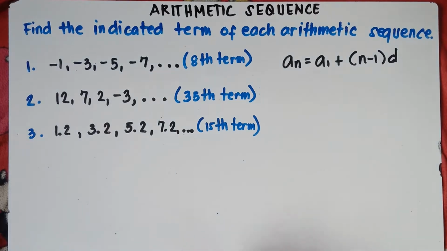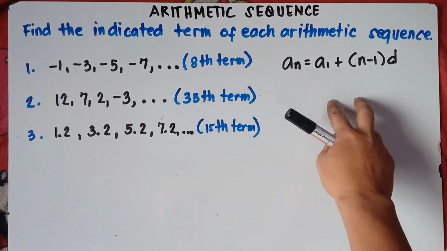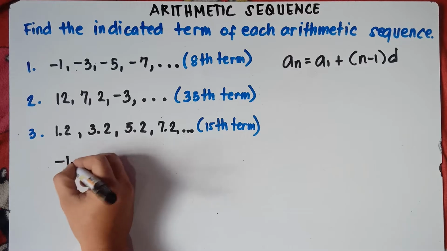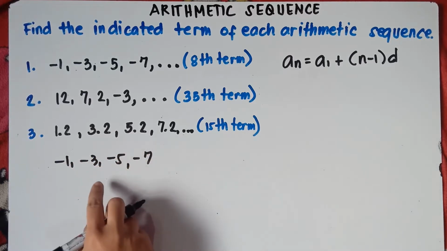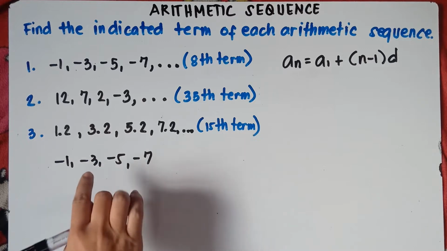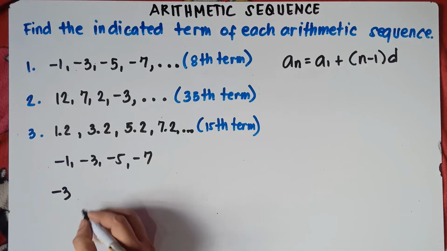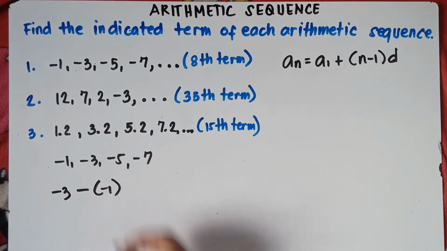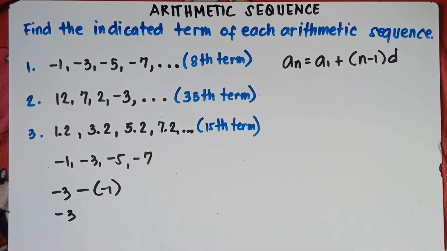Now the first step, class, is to find the common difference for you to use this formula. So let's start with number 1. We have negative 1, negative 3, negative 5, and negative 7. To find the common difference, class, simply subtract the second term by the first term. So that would be negative 3 minus, then copy the first term, that's negative 1.